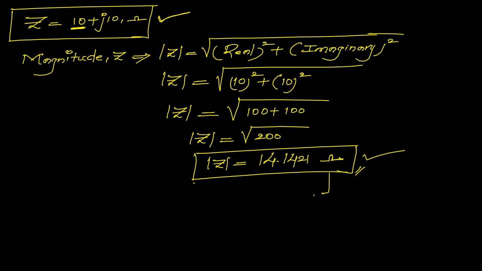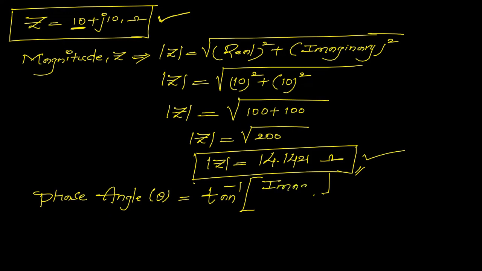Now coming to the phase angle. How to find the phase angle for this particular impedance expression? The phase angle is always represented with theta. So the phase angle theta is equal to tan inverse of the imaginary term divided by the real term.